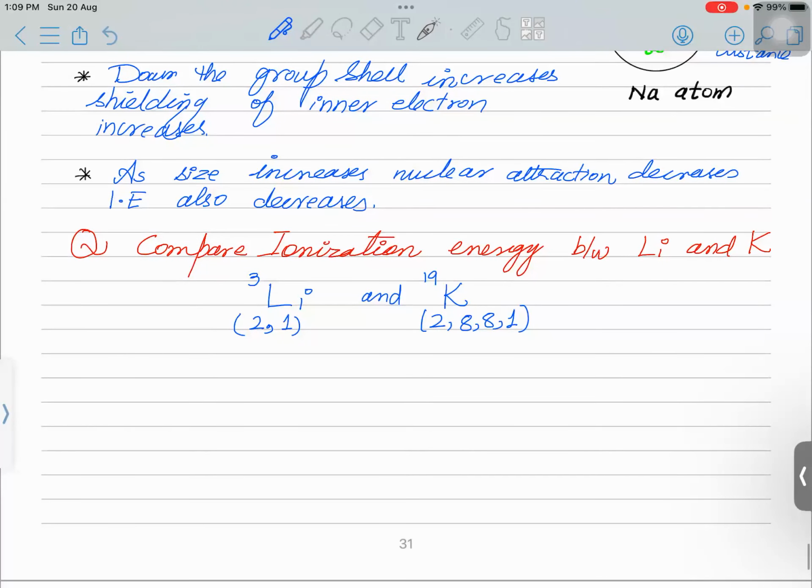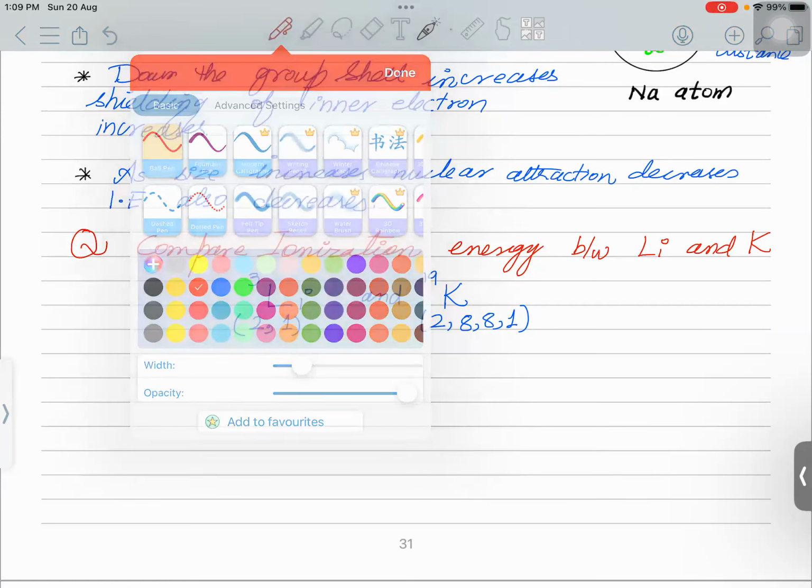Can you tell me how many valence electrons there are in both? Can anyone tell me the number of valence electrons in both of them? 1, right? So it means the group number is 1, the group is the same.